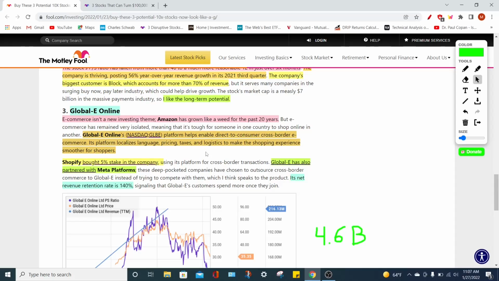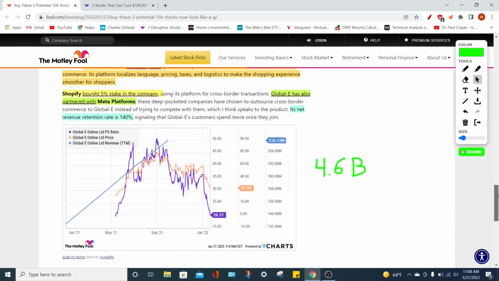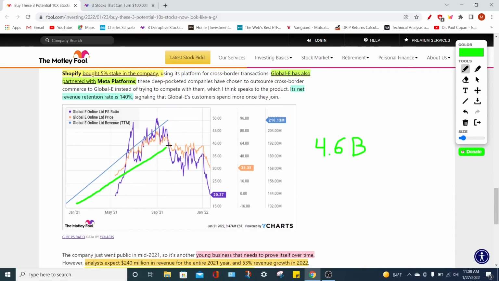Global E Online also has gigantic supporters such as Shopify, which bought a 5% stake into the company, and they also have a giant partnership with Meta Platforms, formerly known as Facebook. The company is growing exponentially in their revenues, with a revenue retention rate of 140%. The revenue is absolutely increasing at a huge positive clip and an amazing positive slope. However, the stock price is falling, and that means that the PE ratio is also falling along with it.